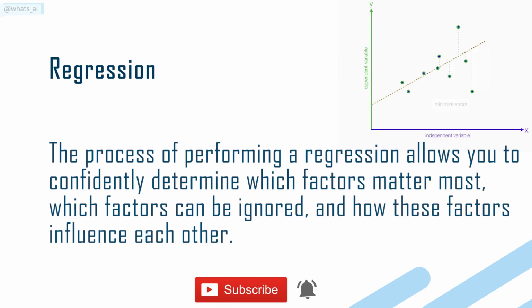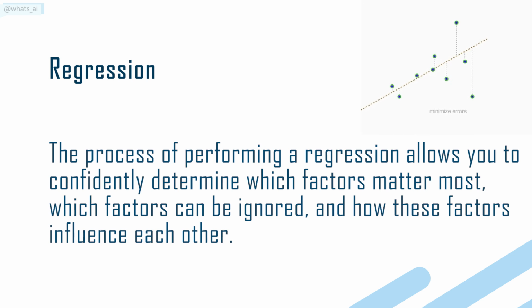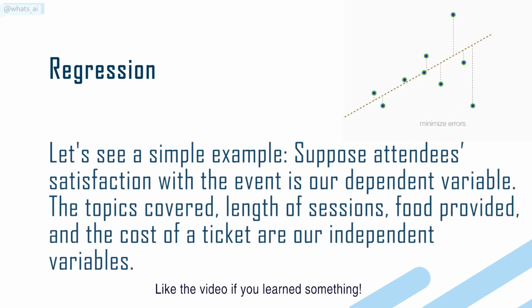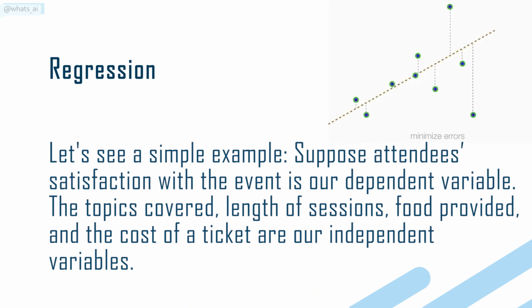The process of performing a regression allows you to confidently determine which factors matter most, which factors can be ignored, and how these factors influence each other. Let's see a simple example. Suppose attendees' satisfaction with the event is our dependent variable. The topics covered, length of sessions, food provided, and the cost of a ticket are our independent variables.